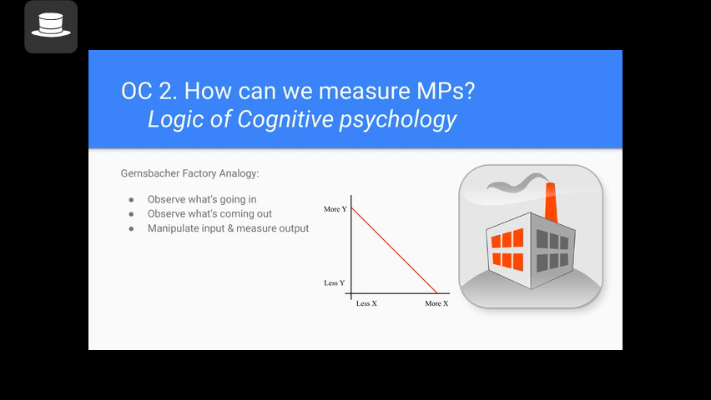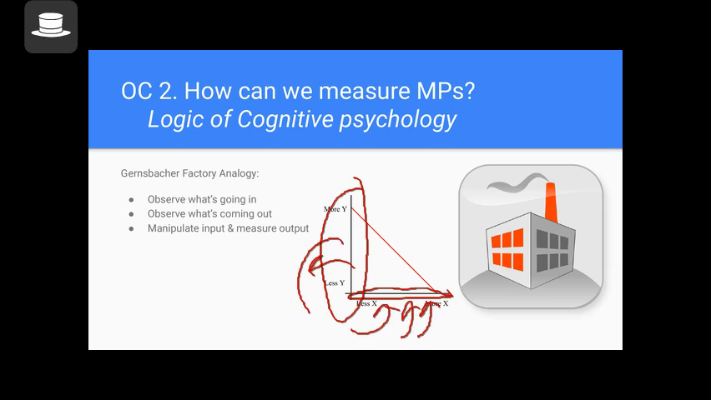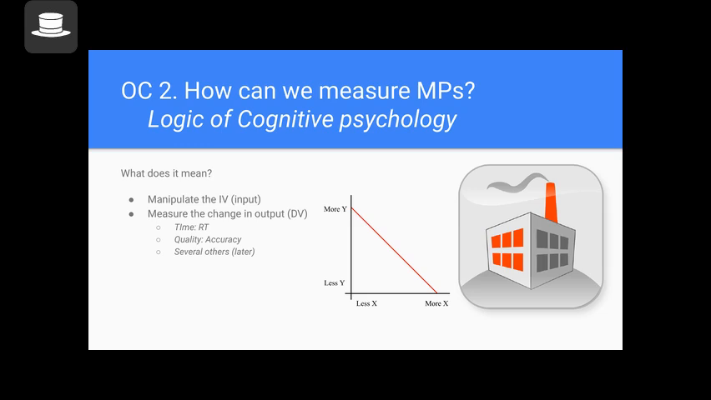And this is a result of making or understanding the relationship between what goes in and what comes out. And specifically by controlling what goes in, by manipulating what goes in, and measuring what comes out. Now, when you say measuring what comes out, the question is, what aspects of those can you measure?